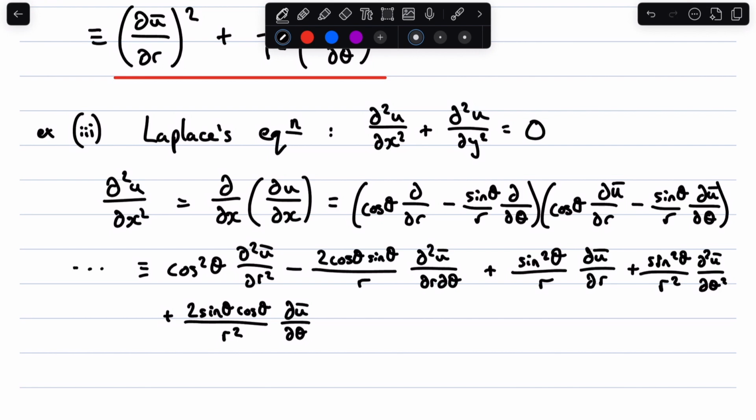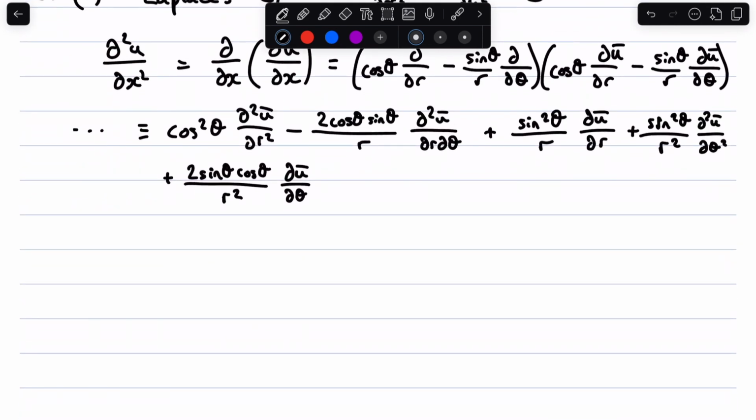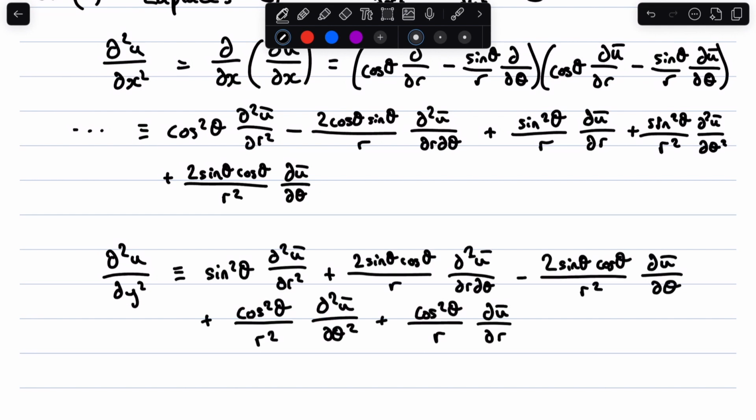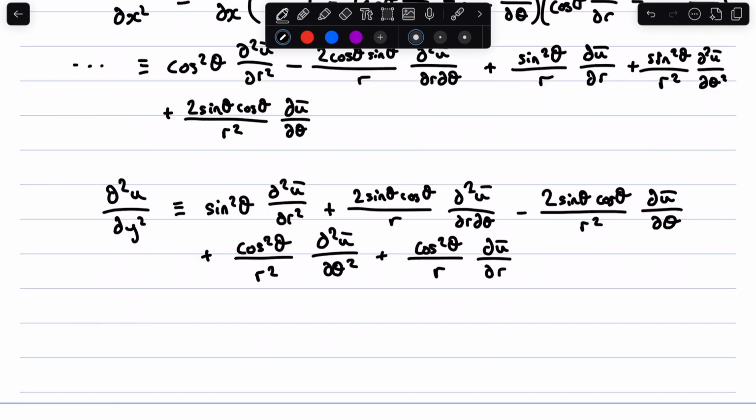And what we can then say is the same thing for d2u by dy squared. And again, we'll just substitute in our partial differential operator for y, and you should end up with the following terms. And again, pause now to check that you've got these results, because now we're going to combine them to use in Laplace's equation and find our polar equivalent.